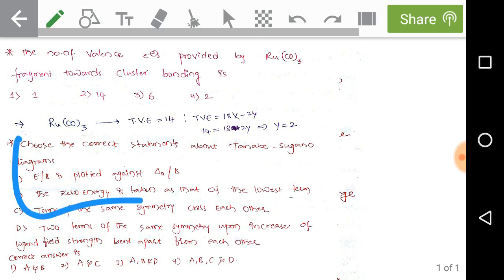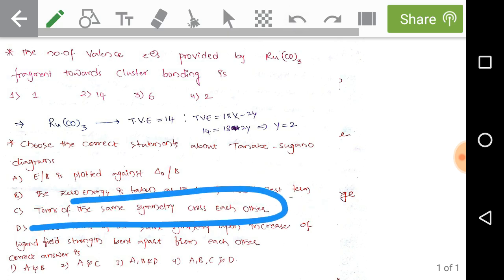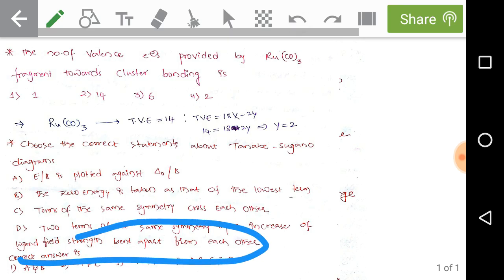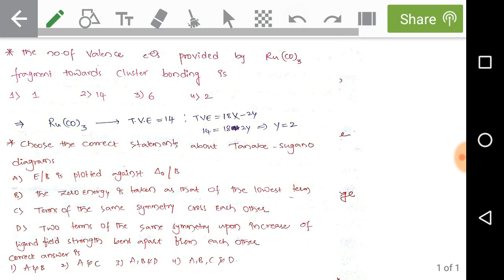Next one, choose the correct statement about the Tanabe-Sugano diagram. Here we have: E by B is plotted against delta 0 by B. The zero energy is taken as that of the lowest term. The terms of the same symmetry cross each other. Two terms of the same symmetry, upon increase of ligand field strength, bend apart from each other. We need to find the correct answer.